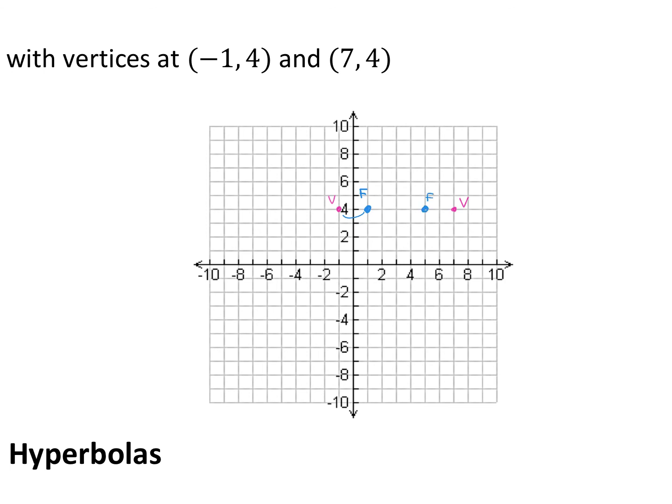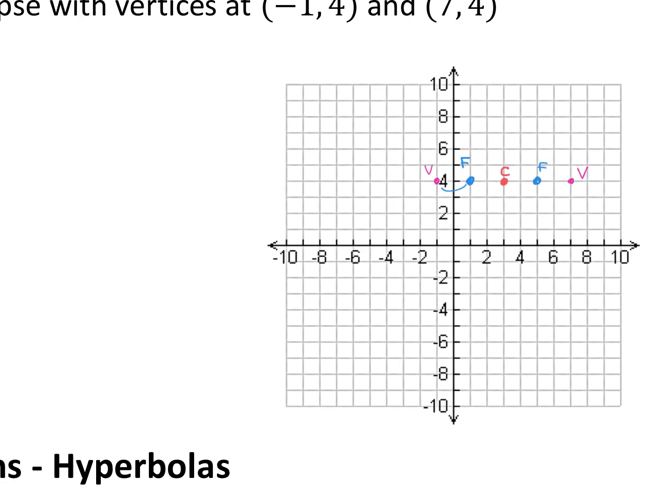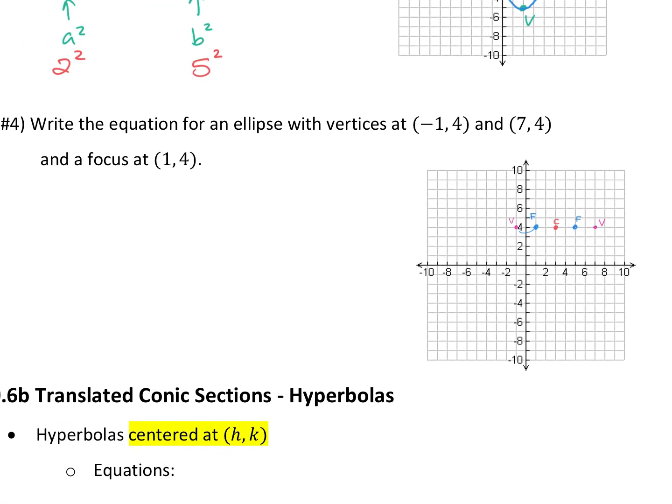Where's your center? In the middle of that, 3, 4 should be your center. So this is your center. Now let's think about what we got. We're just trying to write the equation of an ellipse. We know our center is at 3, 4. We know that an ellipse is always plus or minus in between. Plus, so we know it's going to look something like this.